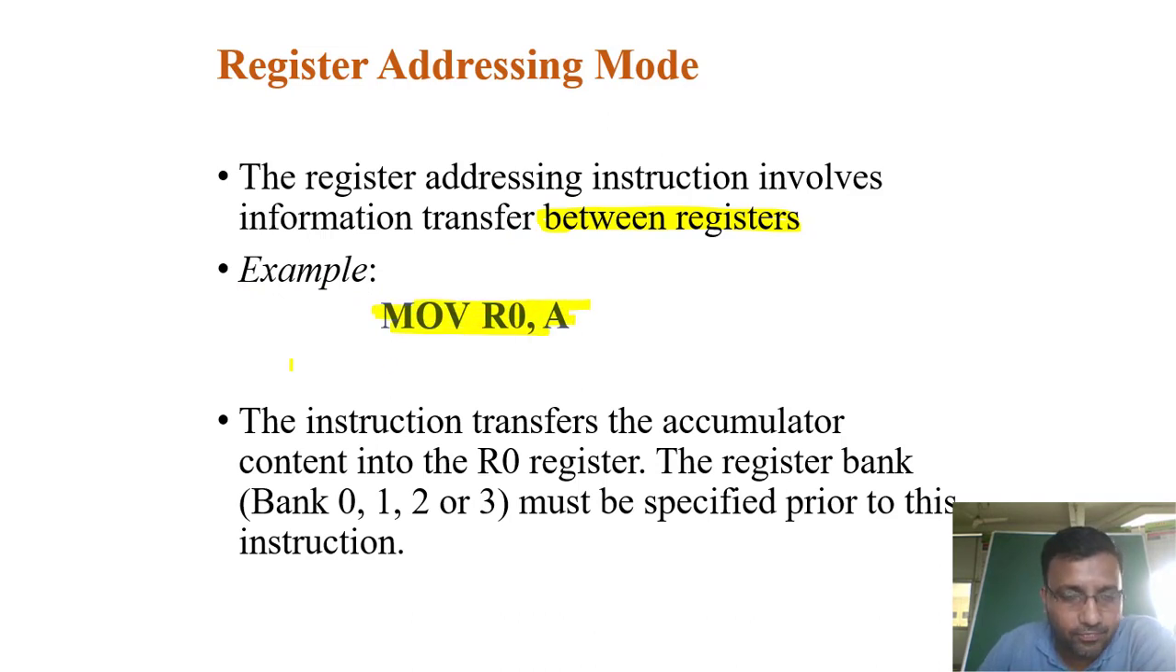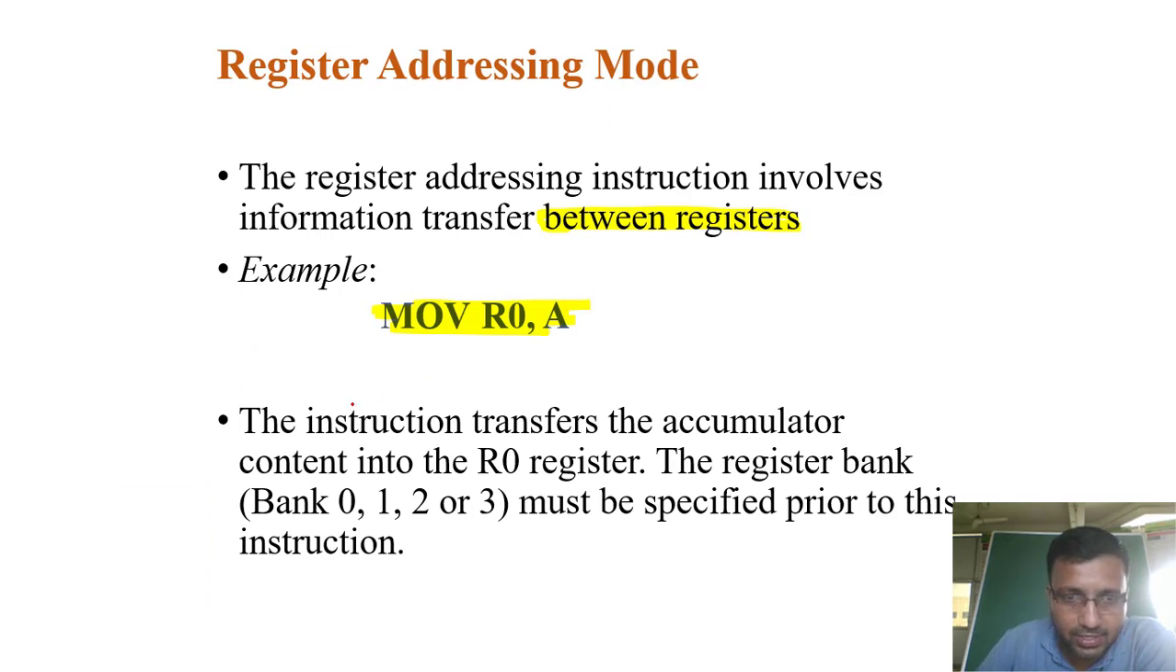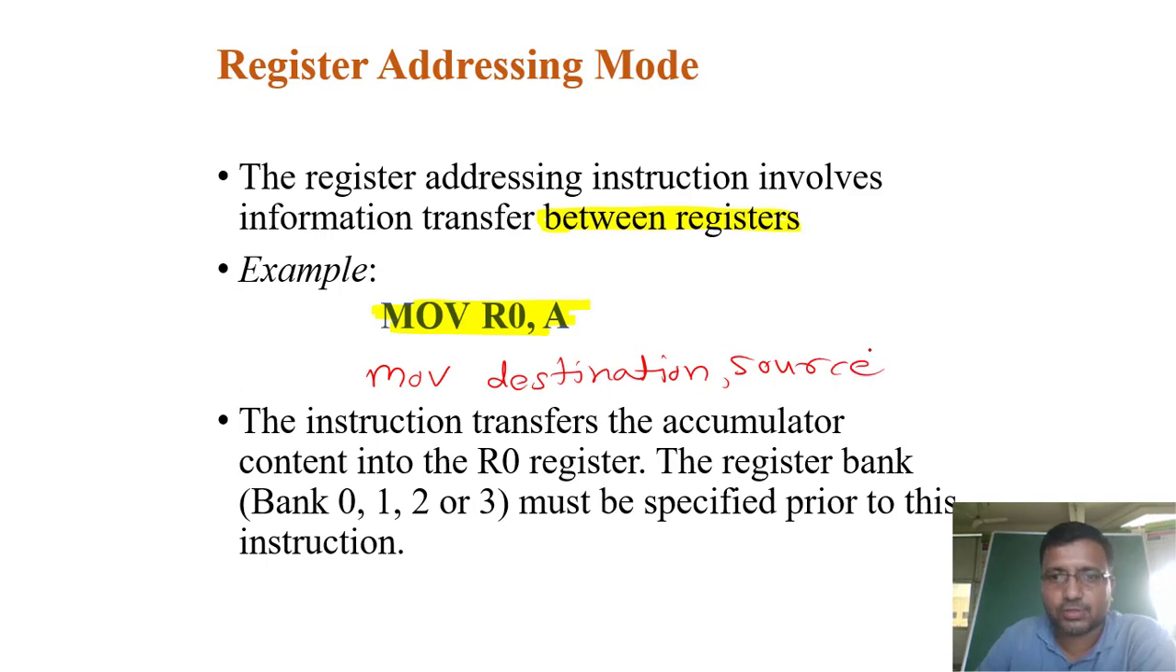So the syntax for the register addressing mode is the instruction. MOV is the instruction, then we need to write the destination, comma, and we need to specify a source. Here the source is A, the destination is R0, and the MOV instruction copies the accumulator data into R0. So the instruction transfers the accumulator content into R0.